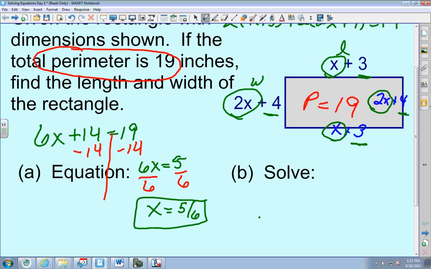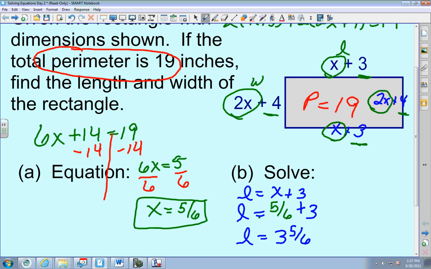Okay, so if I go with the length, it's x plus 3. Well, x is 5/6. So I have L equals 5/6 plus 3. So the length equals 3 and 5/6. Not the friendliest of things. Oh, not L, that's not L. The next one is the width.